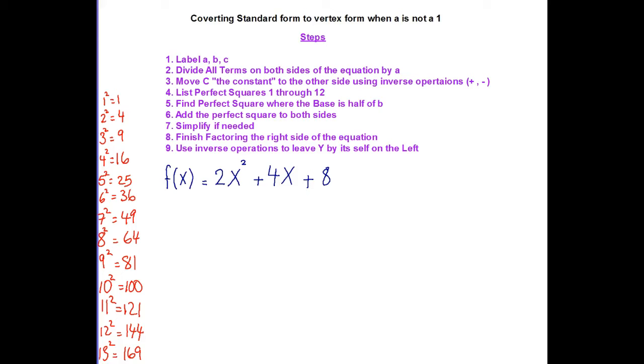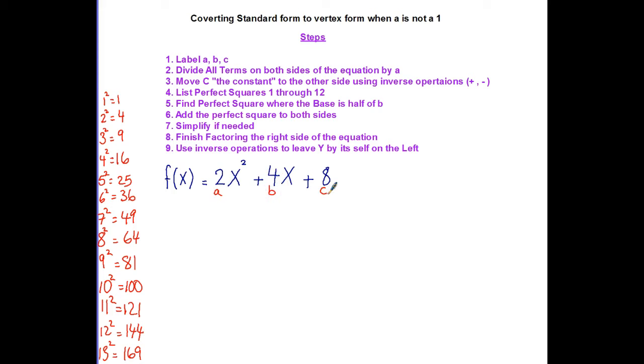Yesterday, we learned to convert standard form to vertex form, but in every example we did, the leading coefficient, or a, was a 1. So today, we'll learn how to do the same exact thing, but when a is another value other than 1. So, if I have f of x is equal to 2x squared plus 4x plus 8, a is 2, b is 4, c is 8.